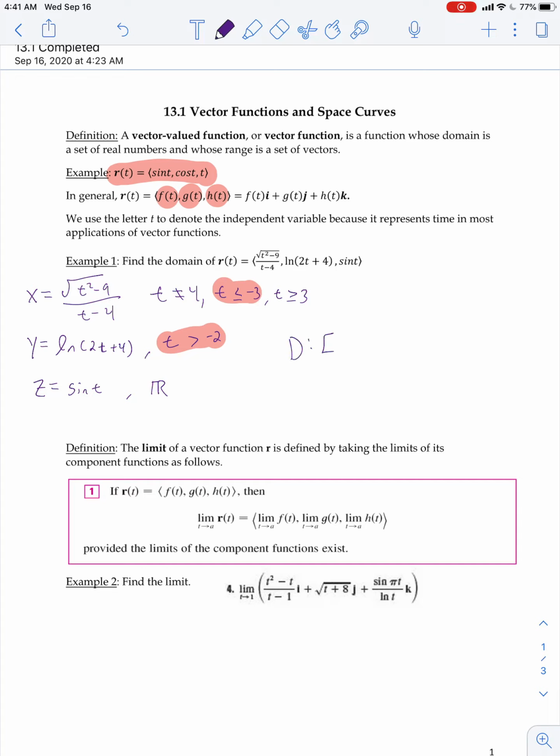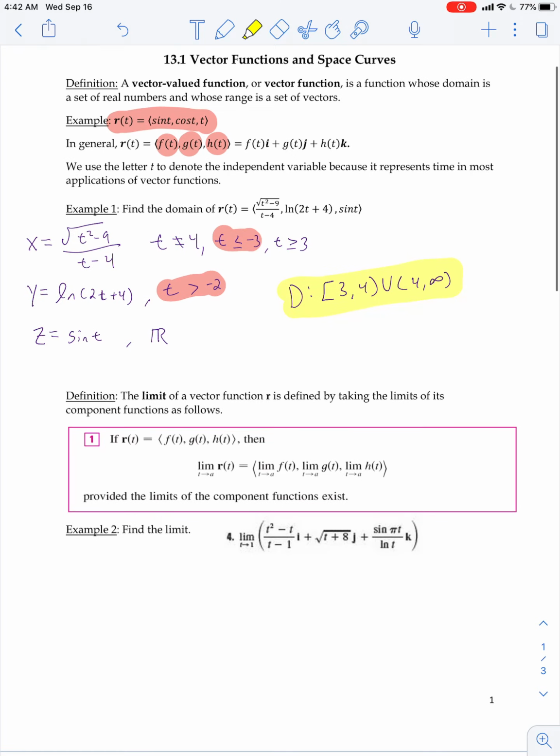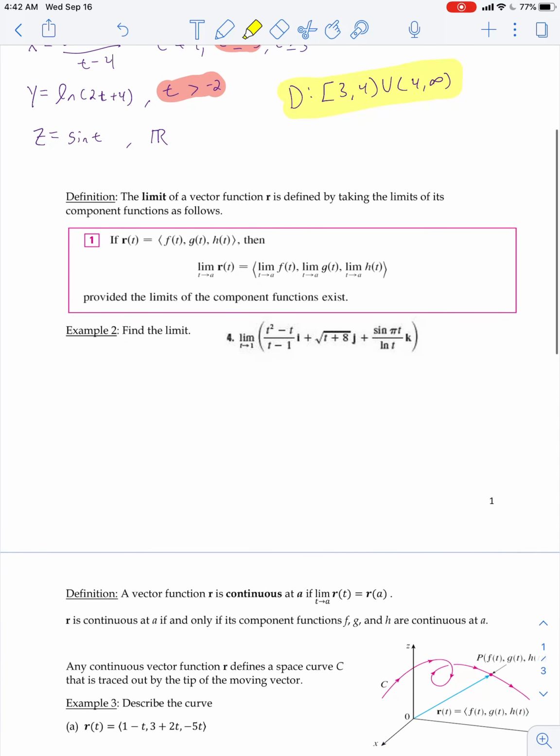And so everything that has been ruled out, I'm going to take into account. So my domain is just going to be 3 to 4 and 4 to infinity. And again, taking the domain is not bad. You're taking the domain of those 3 different component functions, and you're taking out all the restrictions and putting them to where they all fit into the same domain.